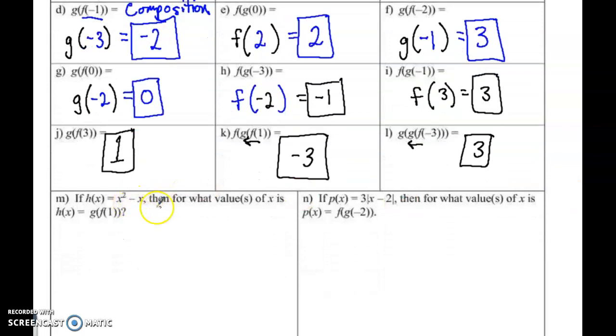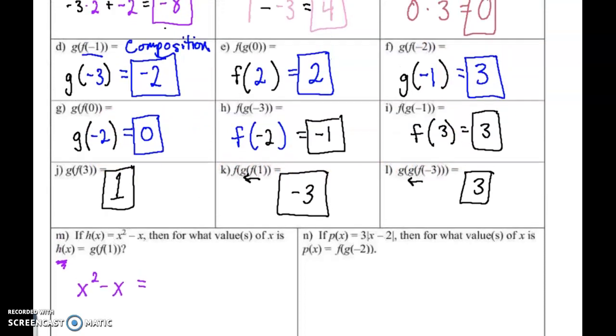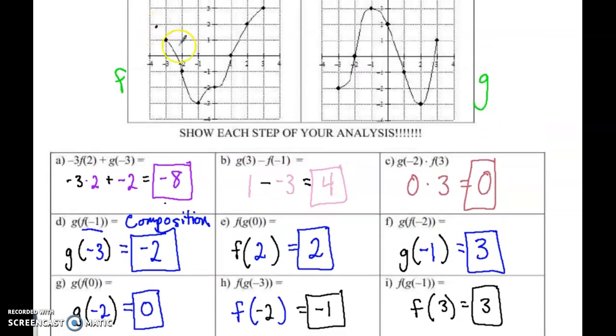How do we make this a little bit more dynamic? Throw in another function. What I can do is replace h of x in this equation with what it's defined as, x squared minus x, and then set it equal to this g of f of 1, which it does not look like we did anywhere up here. So I need to figure out what that value is. f of 1 is 0, and then g of 0 is 2.